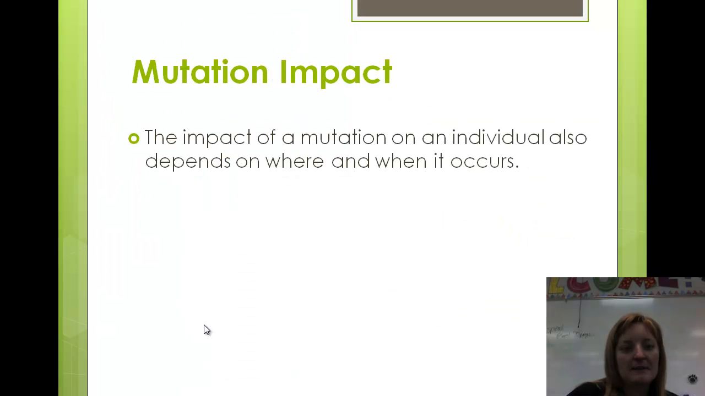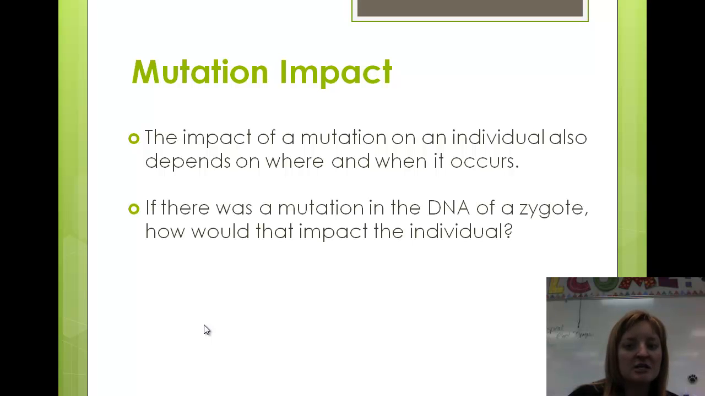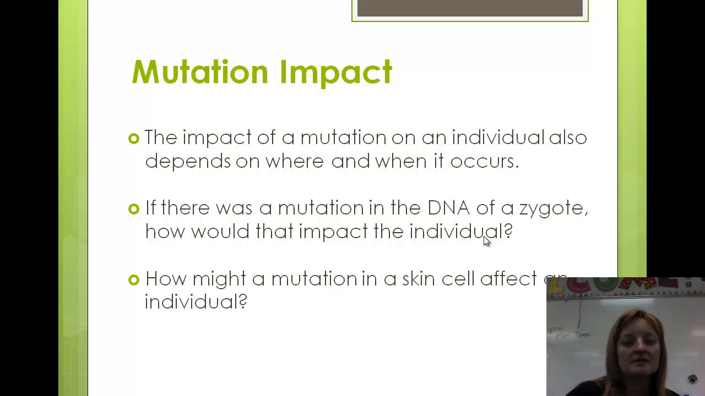A mutation's impact. The impact of the mutation on an individual depends on where and when it occurs. If there's a mutation in the DNA of a zygote, that is a baby. And so how would that impact the individual? If it's on the chromosomal level, it can be a huge issue. If you delete the wrong chromosome, the baby will not survive the pregnancy. And sometimes they can survive the pregnancy until they're born, and then they can't last outside of the mother. So this can be an issue.